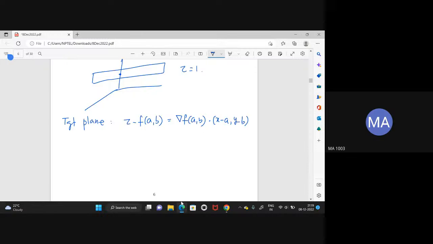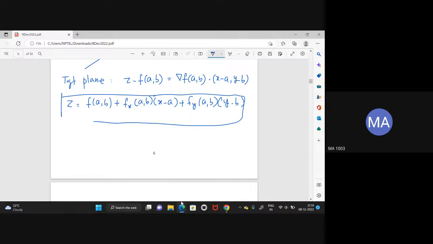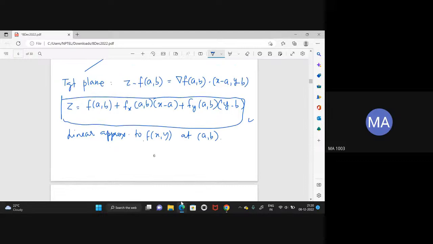So we'll write it as z is equal to f of a comma b plus fx at a comma b into x minus a plus fy at a comma b into y minus b. So this is the equation of the tangent plane, and this also is the linear approximation to the surface, right? Yes, ma'am. To f of x comma y at the point a comma b, because we know that the tangent is the linear approximation to the curve. Similarly, the tangent plane is the linear approximation to the surface. When you're asked for the tangent linear approximation as well, you will use the same formula.